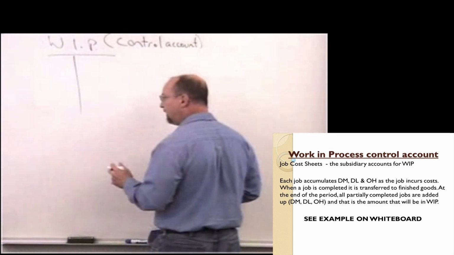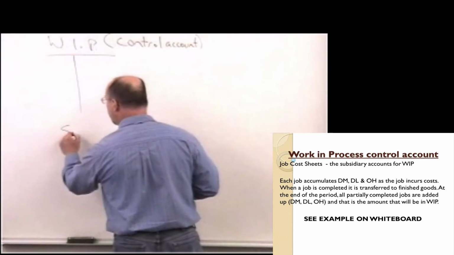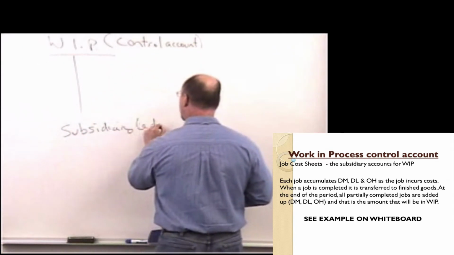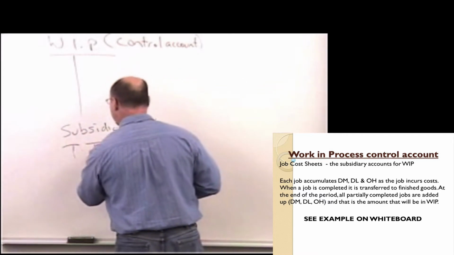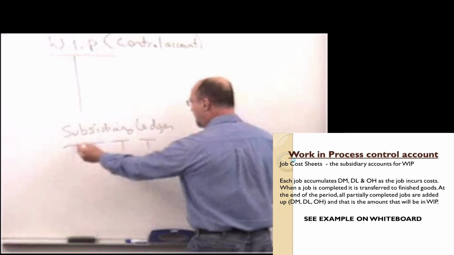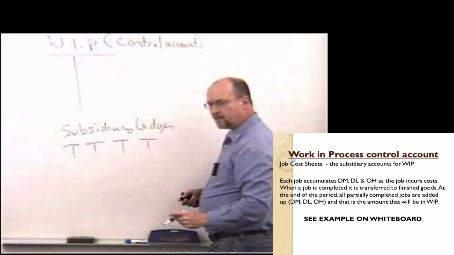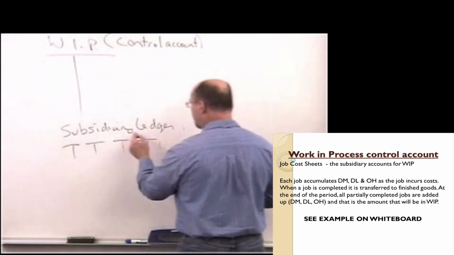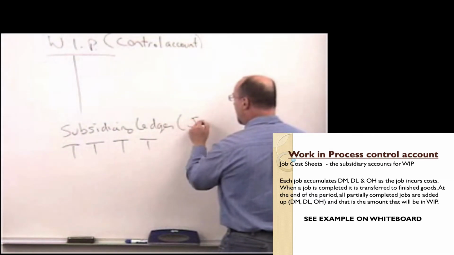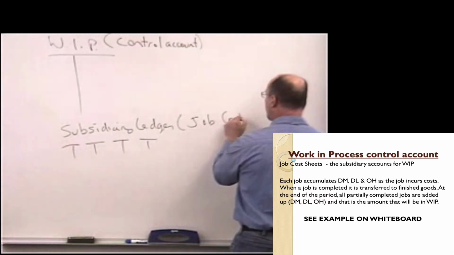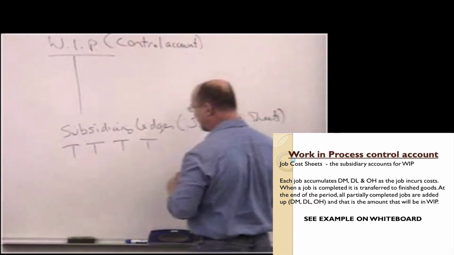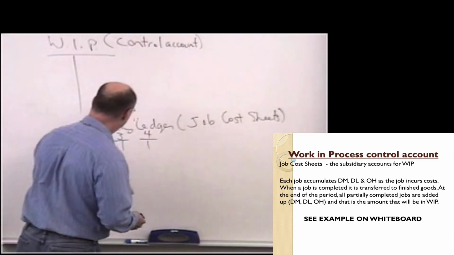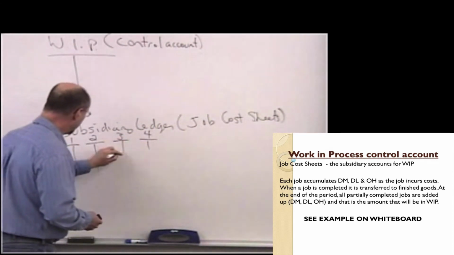But each and every customer is in what's called the subsidiary ledger. Okay, we all get our little mini T accounts. And when you add up all the balances, it'll equal the balance in work in process, the control account. Now, with work in process, the subsidiary ledger are all the various job cost sheets. Okay, so here's job 1, job 2, job 3, job 4. Let me make these a little bit larger.